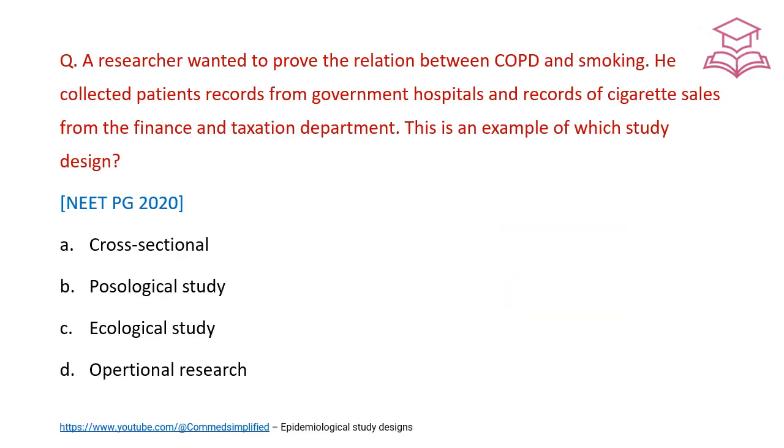A researcher wanted to prove the relation between COPD and smoking. He collected patients' records from government hospitals and records of cigarette sales from the Finance and Taxation Department. This is an example of which design? The key points are records from the government hospitals. So it is from the public, a group of population. And cigarette sales from the Finance and Taxation Department, that also from a population. So which is the study which has study unit as population? It is ecological study.